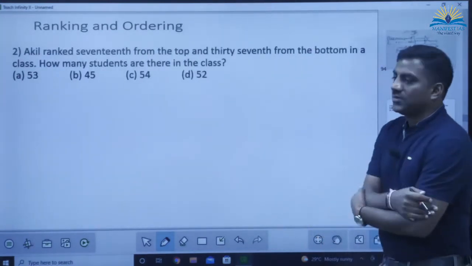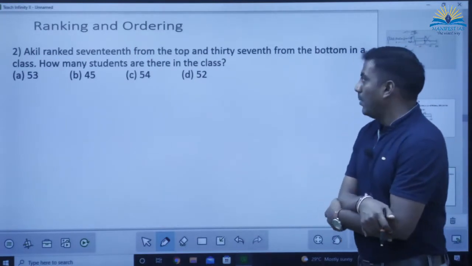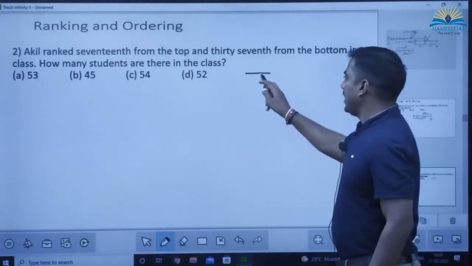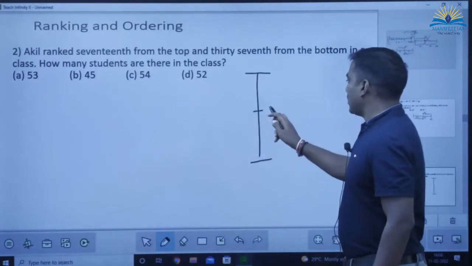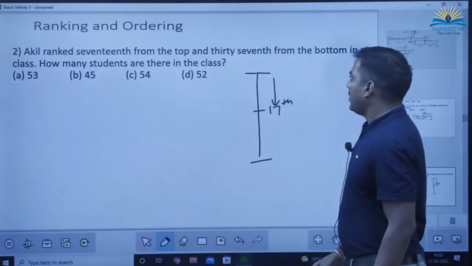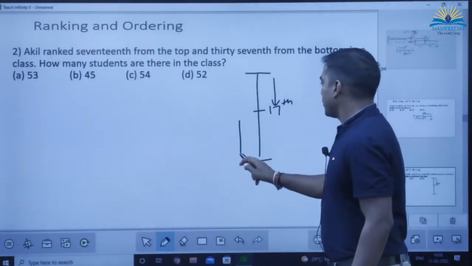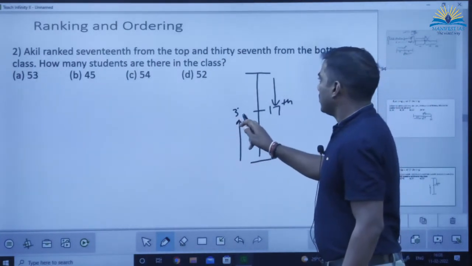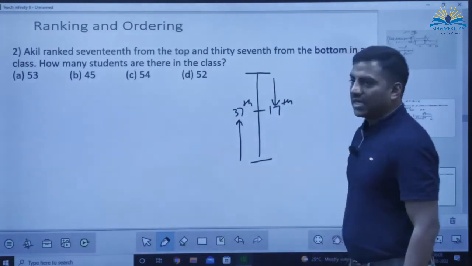Next. Akhil ranked 17th from the top and 37th from the bottom. Quick. How many students are there in the class?